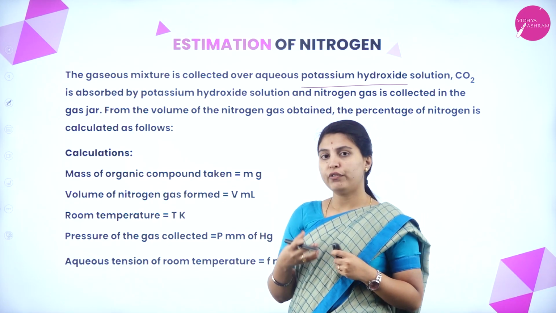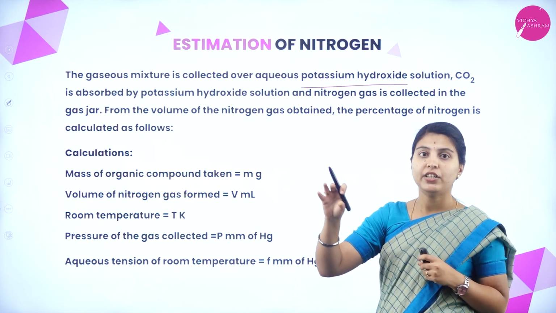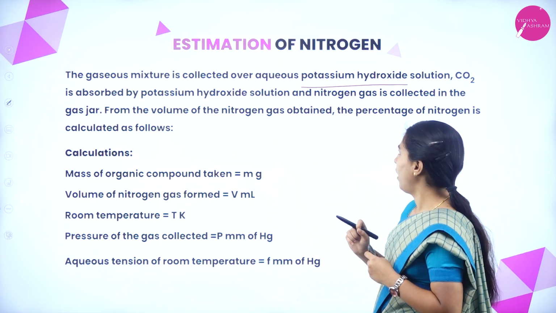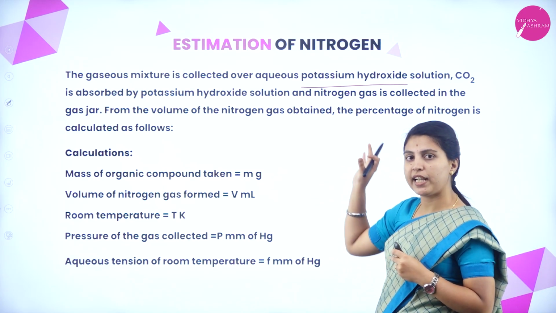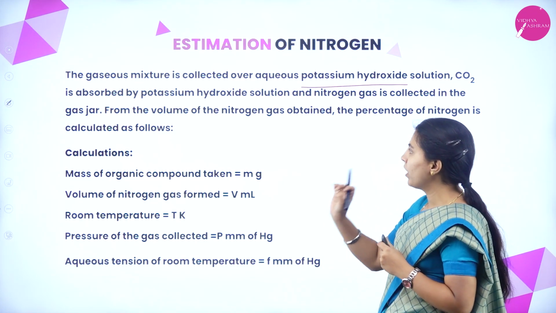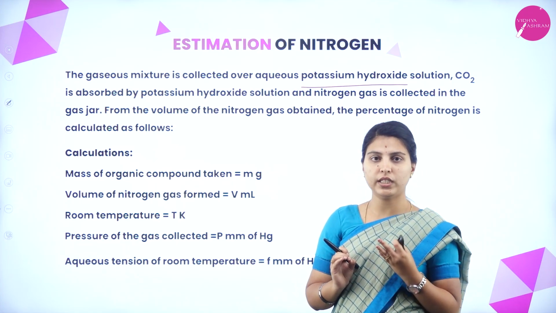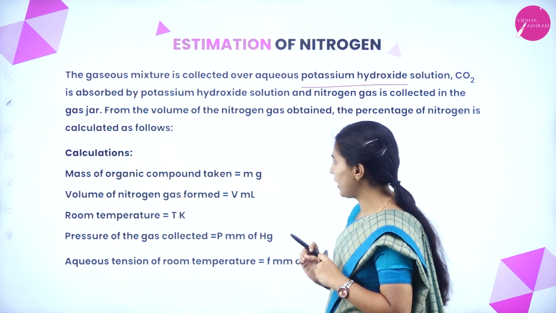That is the usage of treating with potassium hydroxide. It will remove the carbon dioxide which has been produced inside that combustion tube, and the nitrogen gas is collected in the gas jar, the nitrometer gas jar present here on the right side. From the volume of nitrogen gas collected, the percentage of nitrogen is calculated.